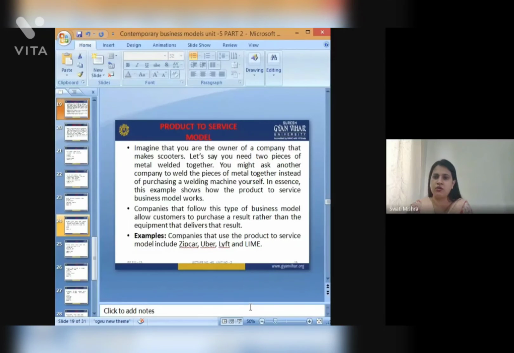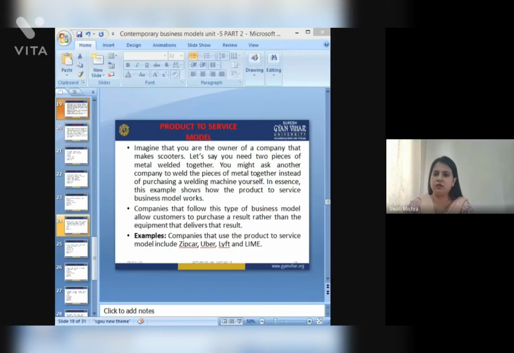So in this model, to understand this model, I'll just give you a small example. Imagine that you are the owner of a company that makes scooters, and let's say you need two pieces of metal welded together. So, what are you going to do? You are going to ask some other company to weld those pieces of metal together for you, right? Rather than going and purchasing a welding machine yourself.